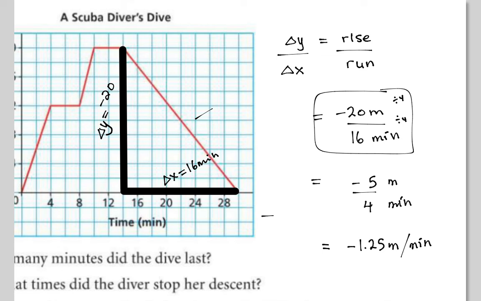So that first slope was 3 meters per minute. This slope was 4 meters per minute, and this slope was 1.25 meters per minute in the opposite direction. So which one was the fastest? The 4 meters per minute, the middle one, right? The second fastest is the 3 meters per minute, and the slowest was the 1.25 meters per minute. And when you're talking about speed, how fast, it doesn't matter the direction. Don't think about the positive and the negative, just think about the numerical value.